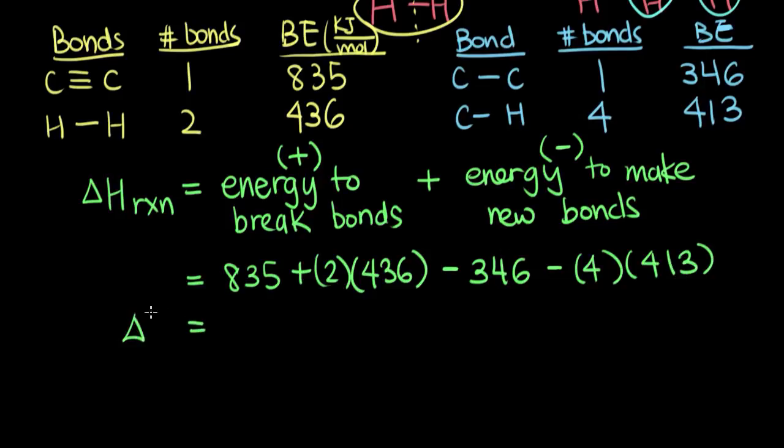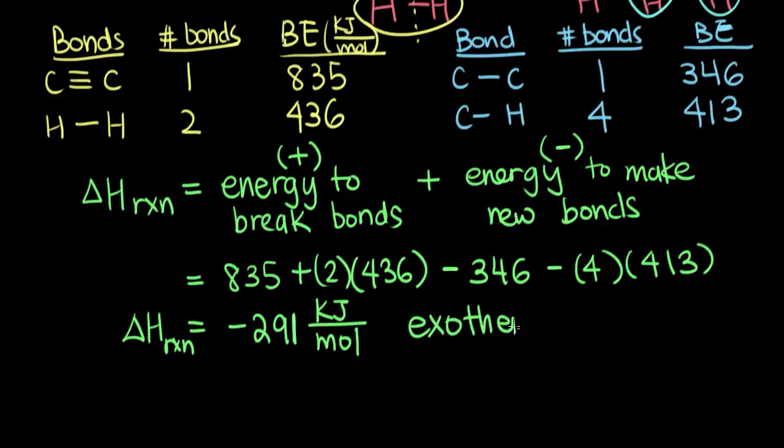So if we stick all of this into our calculator to get our final answer, what I got was that the delta H of reaction for this hydrogenation reaction between propyne and hydrogen gas is negative 291 kilojoules per mole. We can see that this overall reaction releases energy because delta H is negative, so it's exothermic. And that's how you can use bond enthalpies to calculate delta H of reaction.